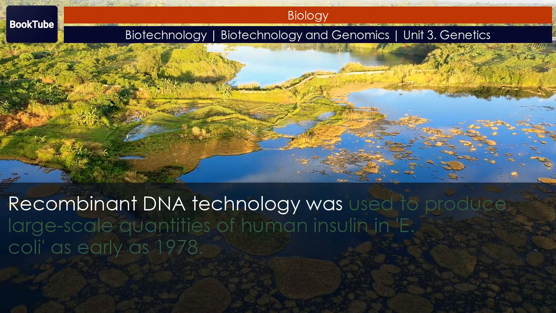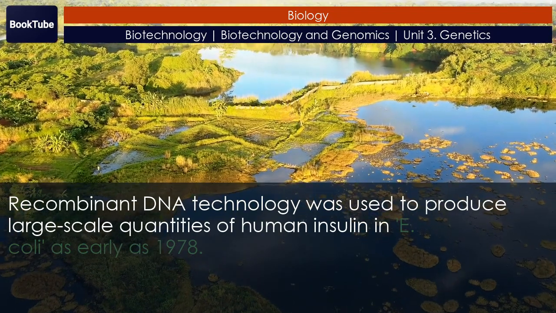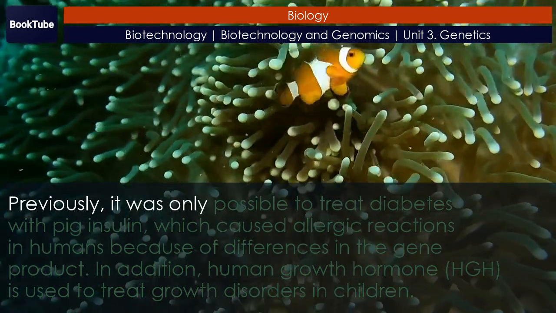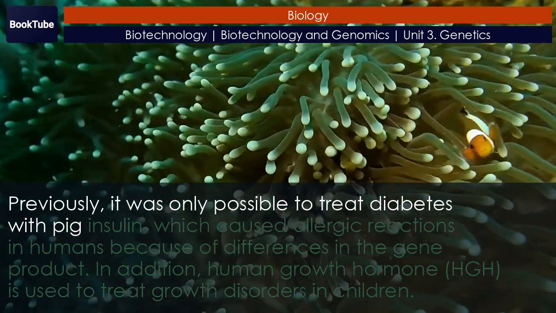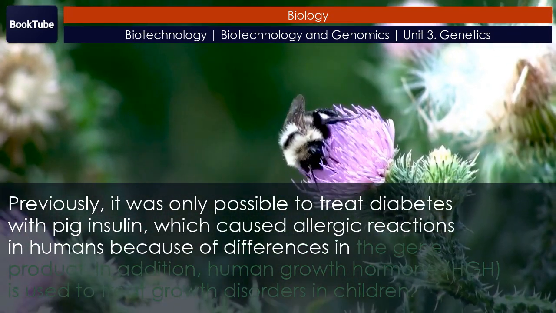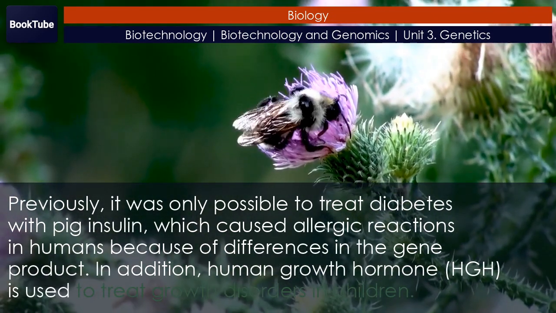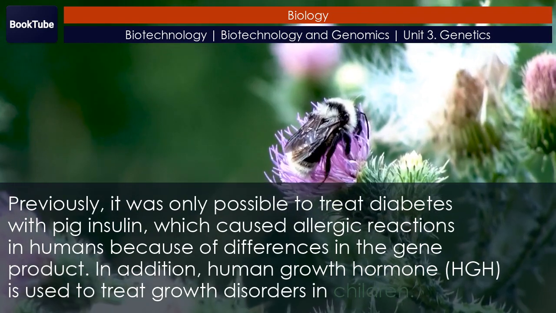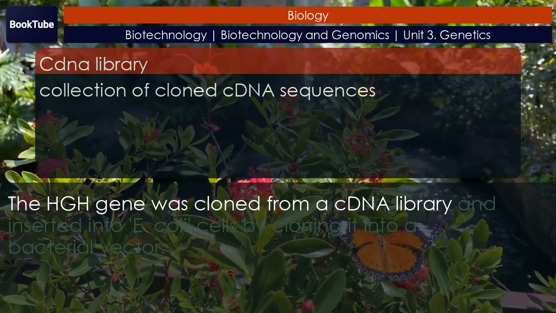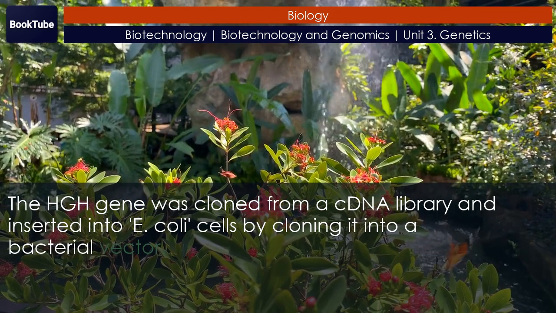Recombinant DNA technology was used to produce large-scale quantities of human insulin in E. coli as early as 1978. Previously, it was only possible to treat diabetes with pig insulin, which caused allergic reactions in humans because of differences in the gene product. In addition, human growth hormone, HGH, is used to treat growth disorders in children. The HGH gene was cloned from a cDNA library and inserted into E. coli cells by cloning it into a bacterial vector.